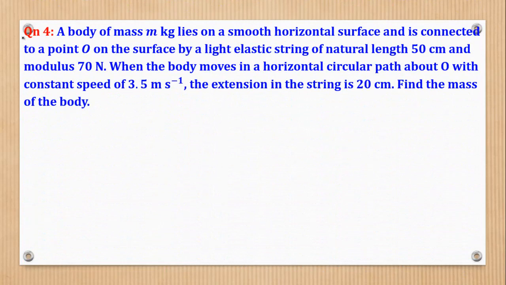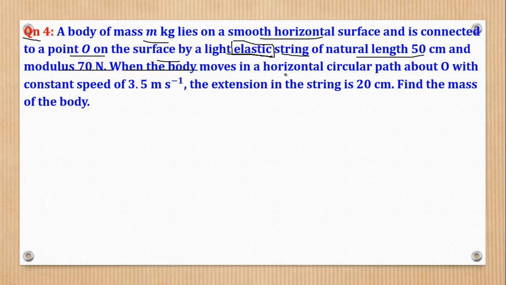Question 4 says a body of mass m kilograms lies on a smooth horizontal surface and is connected to a point O on the surface by a light elastic string. Now in the first 3 questions, the string was inelastic. But now this one, the string is elastic. Meaning that you have to remember the topic of Hooke's law, or the topic of elasticity, which is already on this platform. Of natural length 50 centimeters and modulus 70 newtons.